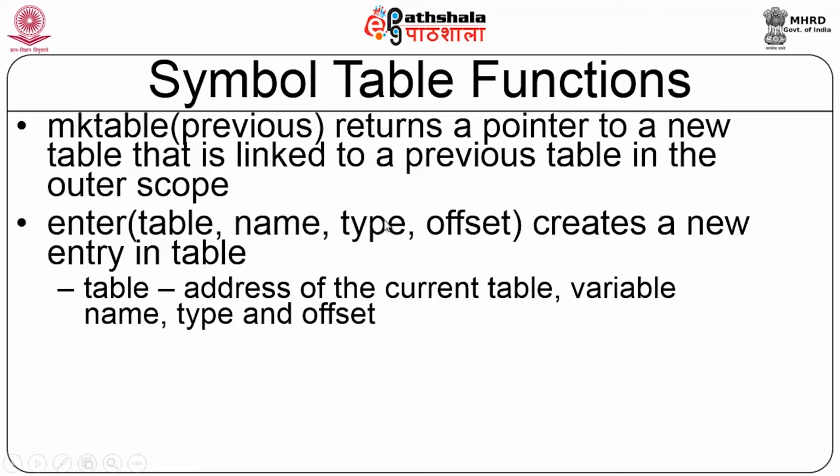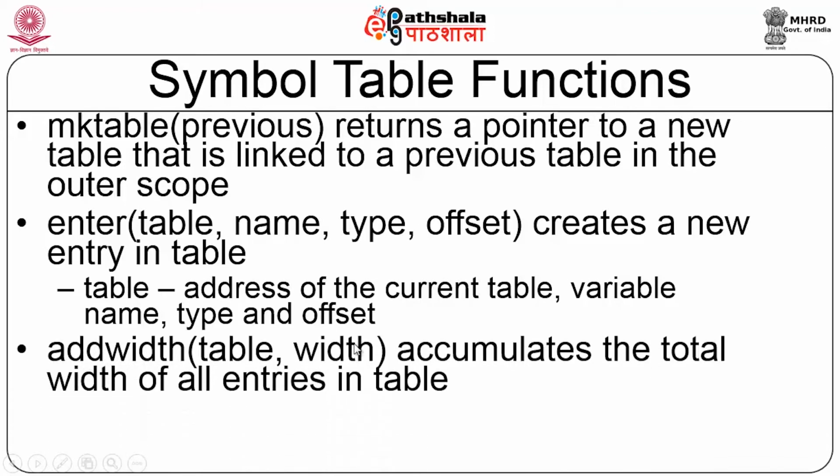And type refers to the data type of your variable name, and the offset refers to how much offset is required with respect to the variables available in that particular function. The next one is add width. This add width is the same as the previously encountered add width function, where table comma width are the two arguments. So, table refers to the address of the current symbol table, and width is the argument.